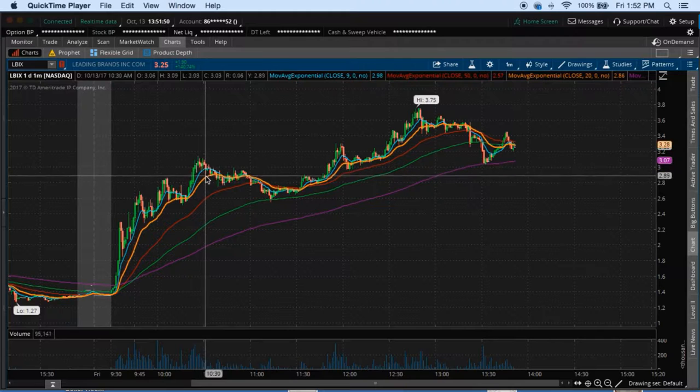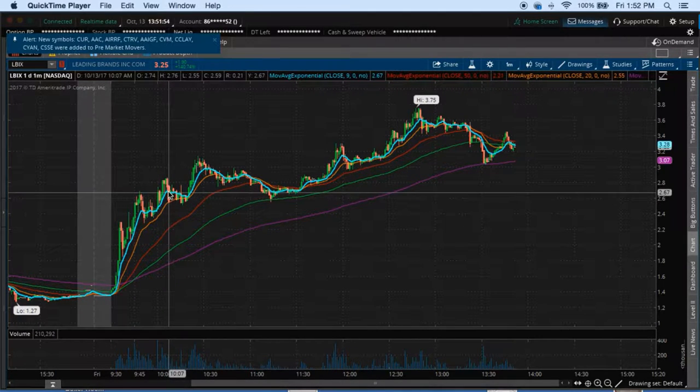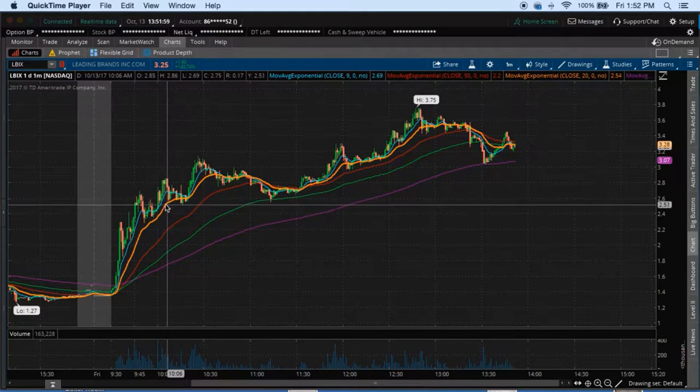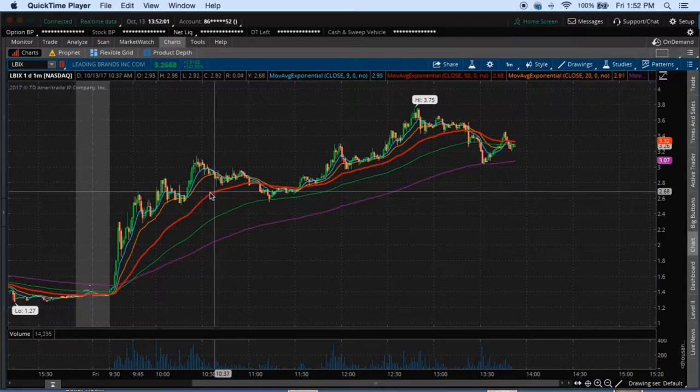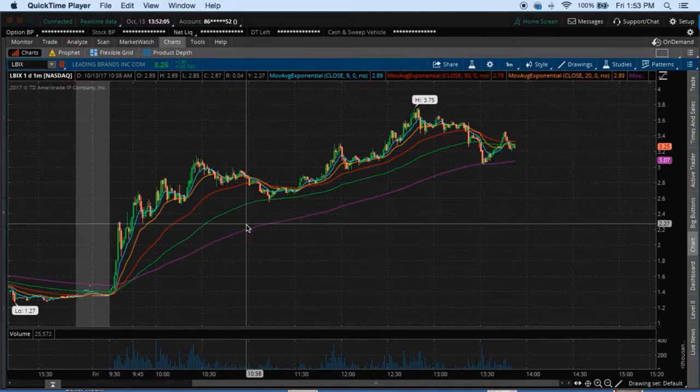Then if you move down to this orange line, this is a 20-day moving average. Now you see there's a little bit of a gap from the orange line to the blue line, and that's because this is a 9-day calculation and this is a 20-day calculation. The red is a 50-day calculation, 100-day calculation, and 200-day calculation.